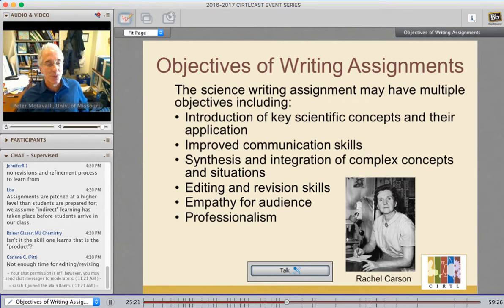Others, what other people have some suggestions on some other objectives in these writing assignments? I know last week we talked about some of the characteristics of the writing assignments that you felt were compelling and important, but what would be some objectives that we might want to have in there?